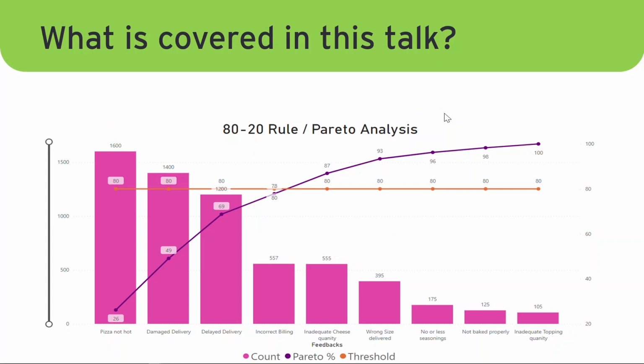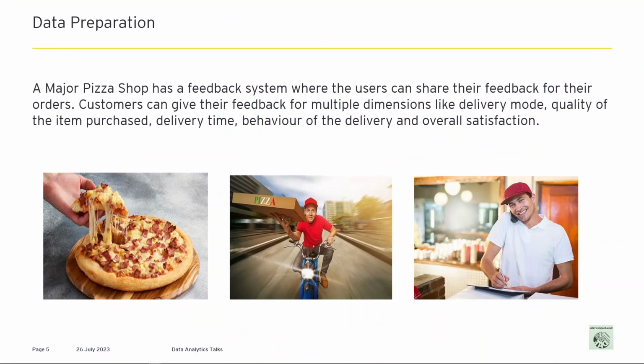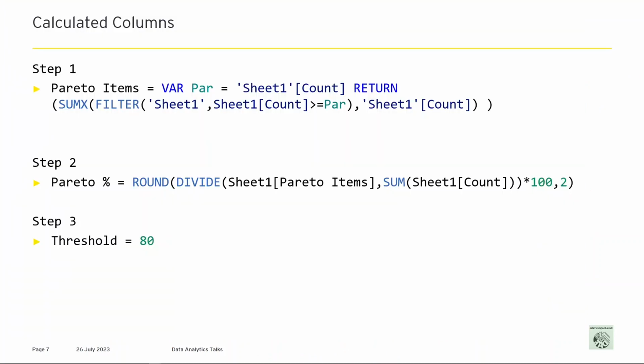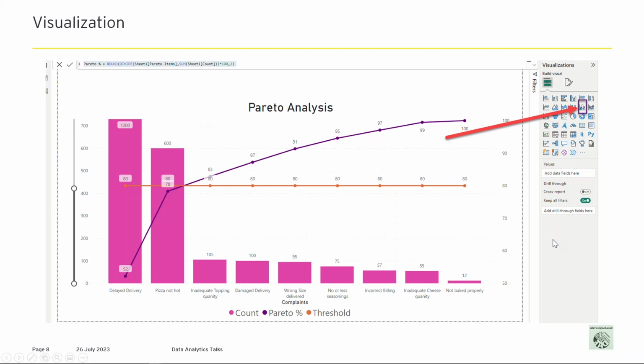From here you can continue with your analysis, and if you really want to follow the steps, you recreate the data based on this Excel, and you can use the DAX expression to create the various calculated columns. The first one is for creating the cumulative value, second is the percentile of the cumulative value, then third is the threshold. And use the right visual from the visual gallery.